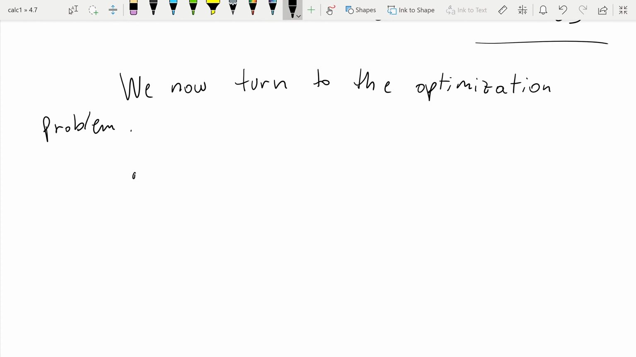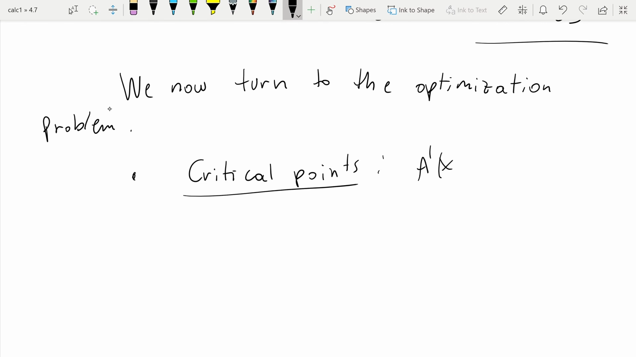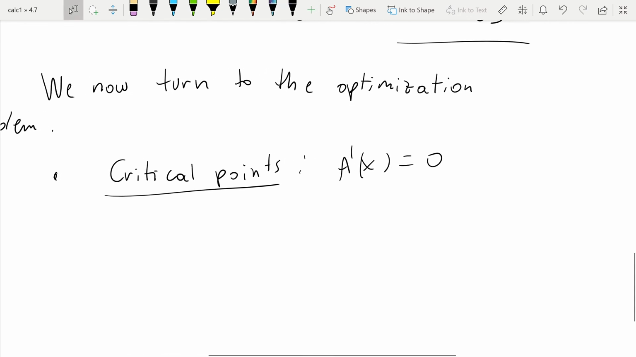Okay, so the first step, so what are the critical points? A of x is smooth, so it's differentiable, and many times, it's infinitely many times differentiable. It's a quadratic expression, so okay, let's write it this way. So first we find the critical points. Critical points are only points where a prime is equal to 0.